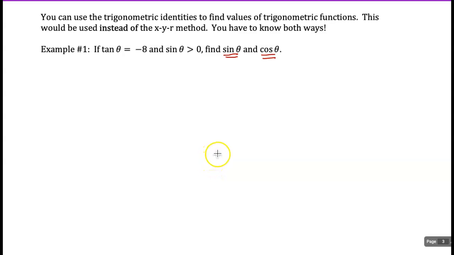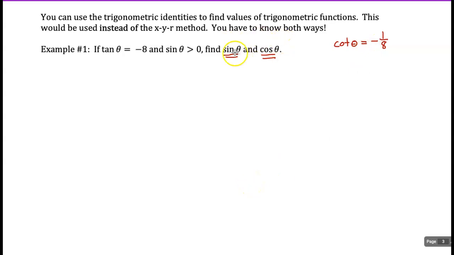So if you have tangent, the only trig identity that you can get directly from knowing the tangent without doing any work is that we know that cotangent is -1/8, because tangent and cotangent are reciprocals. So I'm going to write that over here, but we're not using it.